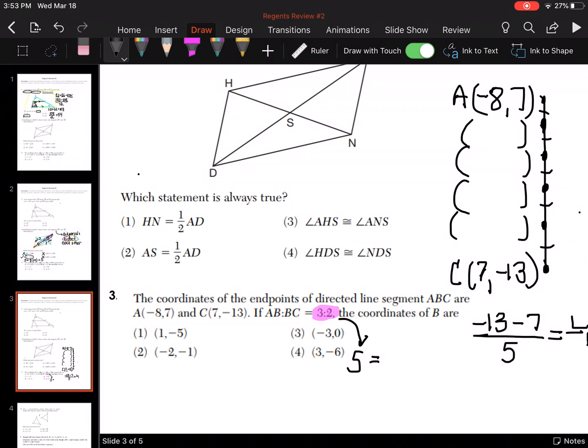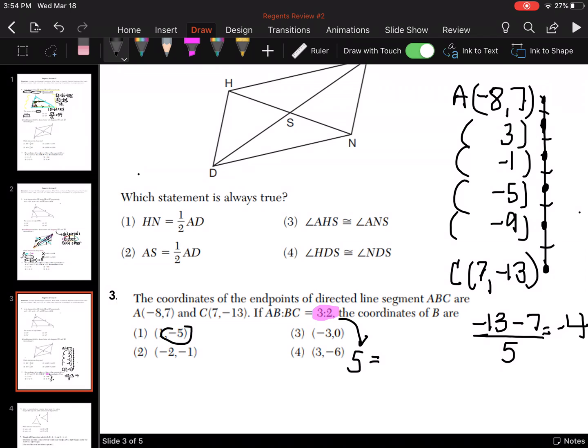Oops. Can't write that negative 4. Let me try again. So it's equal to negative 4. So that means from 7, I'm going to subtract 4 and get 3. Subtract 4, get negative 1. Subtract 4, get negative 5. Subtract 4, get negative 9. Subtract 4 and get negative 13.